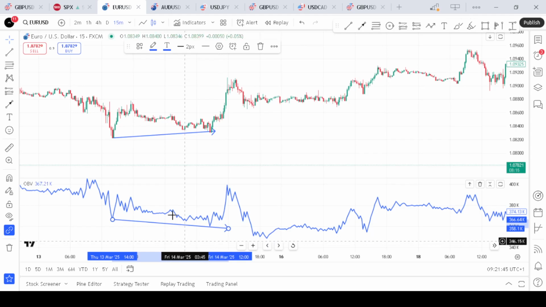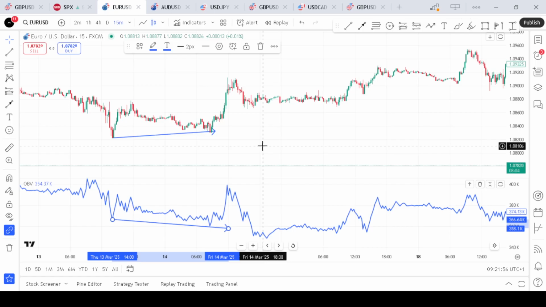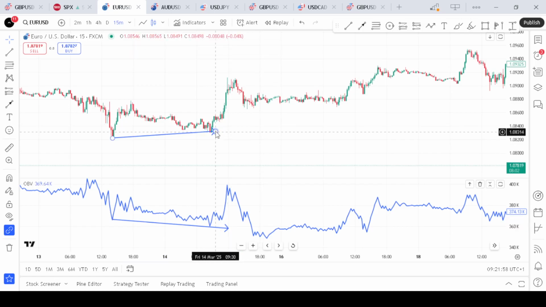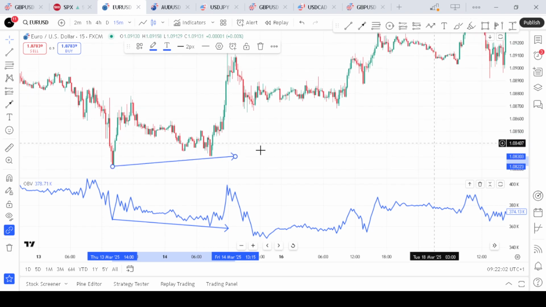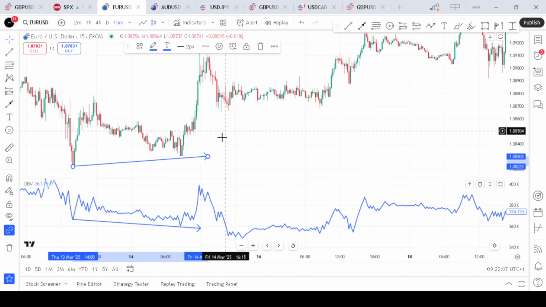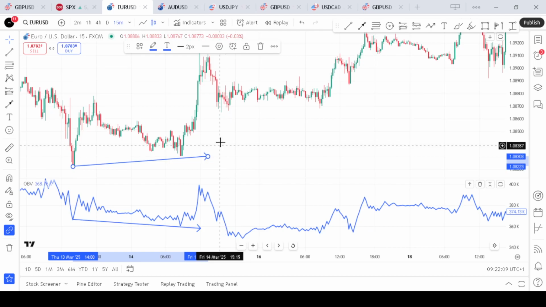The third step is to confirm with other indicators. Before entering your trade, you can use other indicators to confirm your signal. For example, you can identify a bullish divergence by looking for a bullish engulfing candle. After the divergence, you can see a bullish engulfing candle at this area or at this area to confirm the bias. This helps us to support our bullish divergence identification.